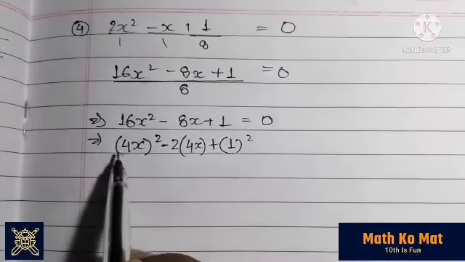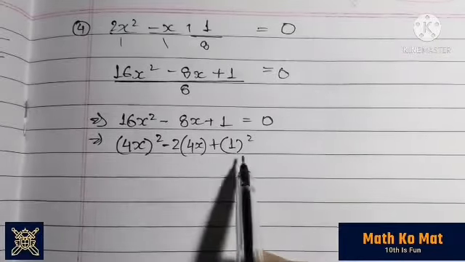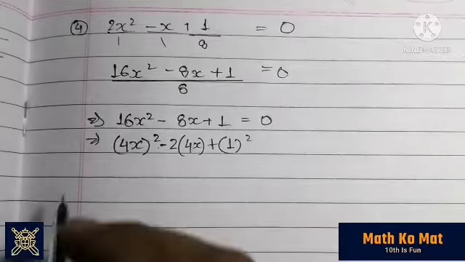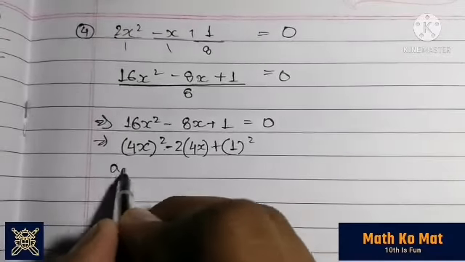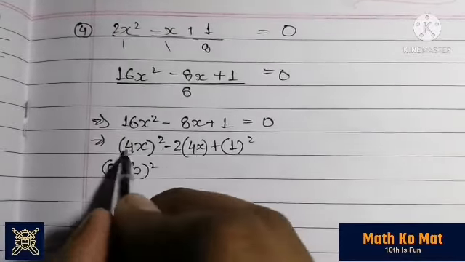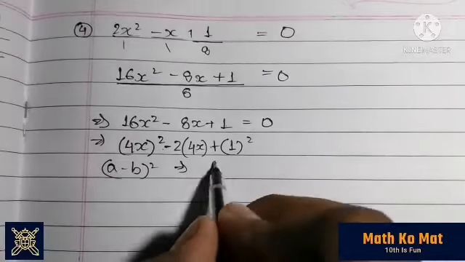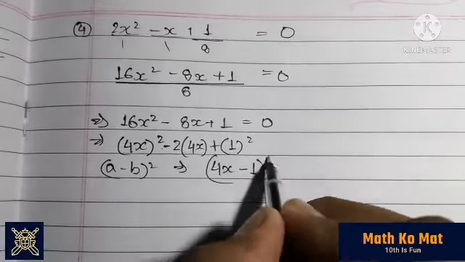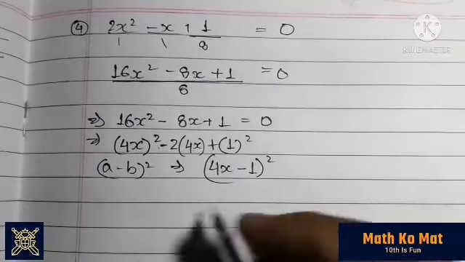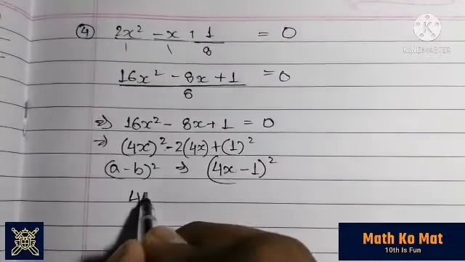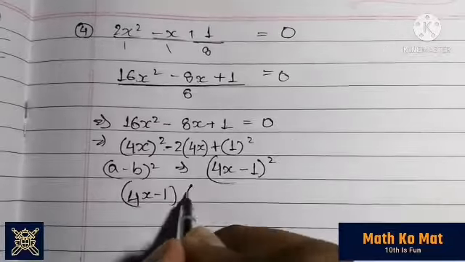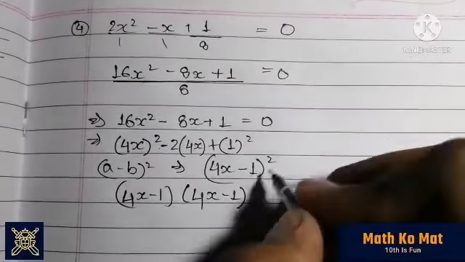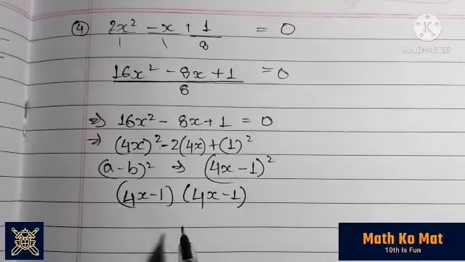So this means that this is the expansion. As you can see here, it is a square plus b square, and this is minus 2 into a, 4x into b, that is 1. So this is the equation a minus b whole square. Here your a is 4x, so you can write 4x minus 1 whole square. So this is our identity. So this can also be written as 4x minus 1 into 4x minus 1. So both the roots are equal to each other.